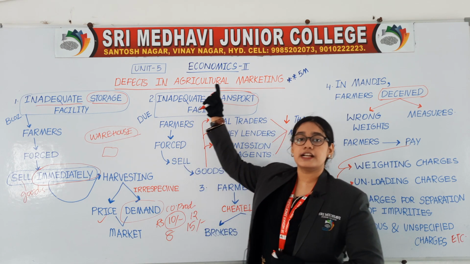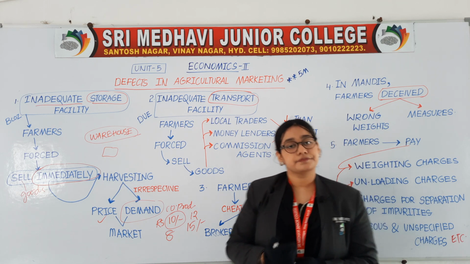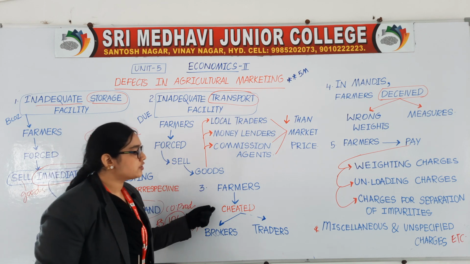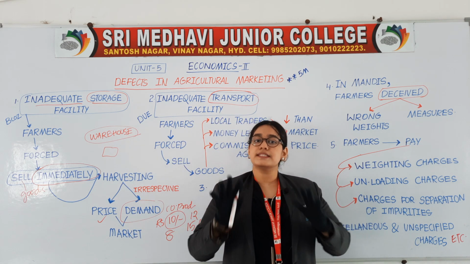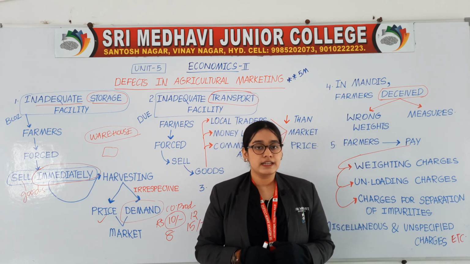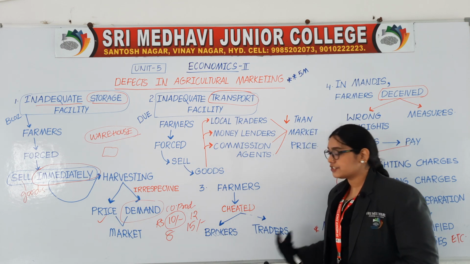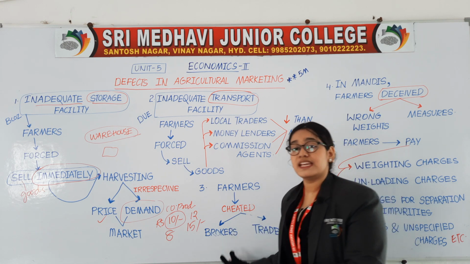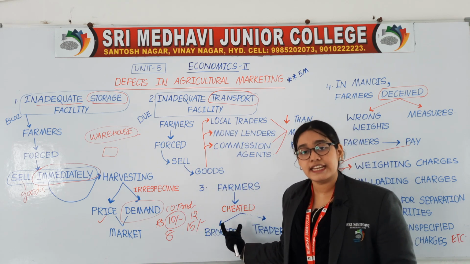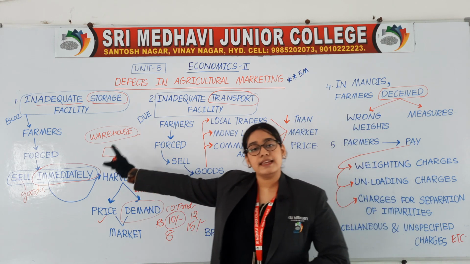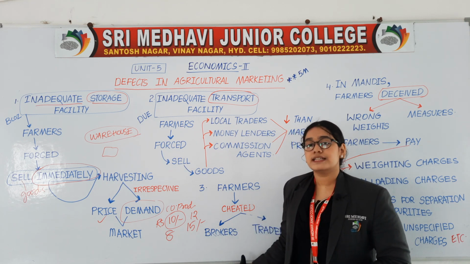What was the first defect in agricultural marketing? That is storage facility. Then second is lack of transport facilities. Coming to the third point, farmers are cheated by the brokers and traders. Farmers don't have that much idea about business. They are not business minded. They are very honest, and they are also innocent. So they are getting cheated by these cunning brokers and traders. They are charging excess amounts to them. They are making the farmers fools and charging more, and farmers are getting into losses. So the third defect is farmers are getting cheated by the brokers and traders. Inadequate storage facility, inadequate transport facility, then the farmers are getting cheated by the brokers and traders.